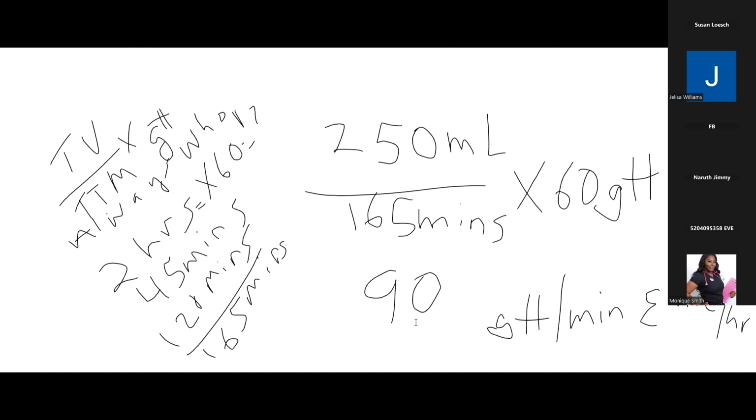So if this is greater than 5, then it's going to go to 91. If this were 90.4, then it would stay at 90. Okay, so you get 91 drops per minute.